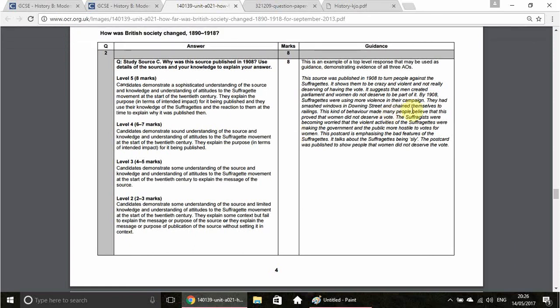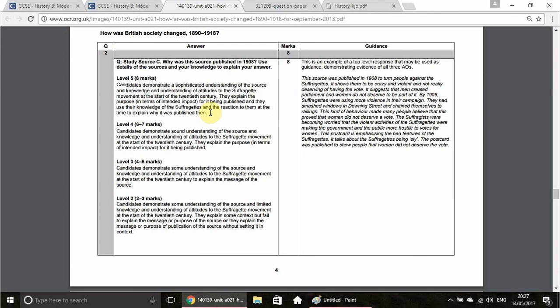So it's 1908, therefore you need to tell me what you knew, or rather know, is going on in 1908. So here it says more violence in their campaign, smashing windows, the kind of behaviour that turned the people against the suffragettes, and then you can talk about how the suffragists are worried about the impression the suffragettes are giving, and that's really what it's talking about. It's why has this been published at this particular time.